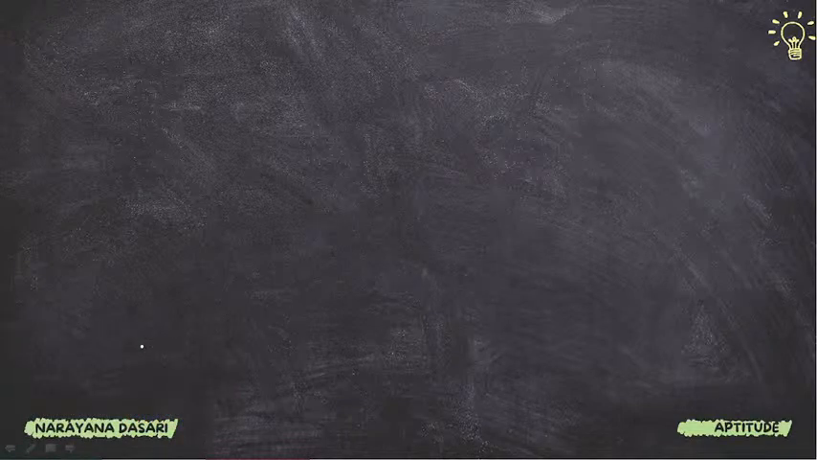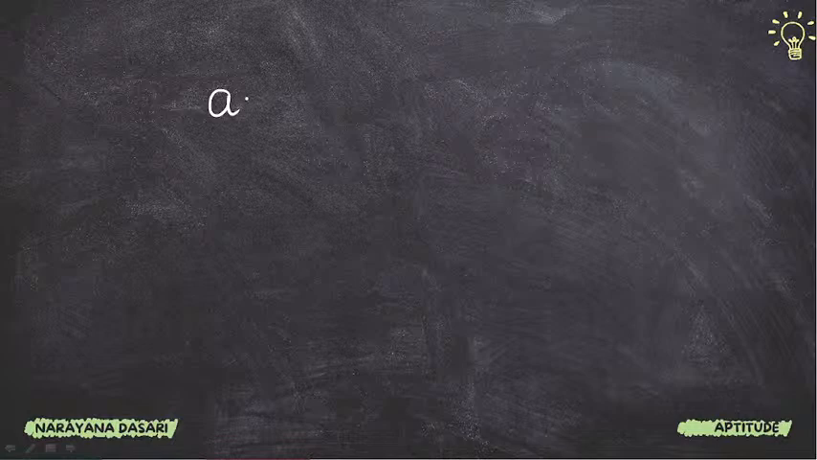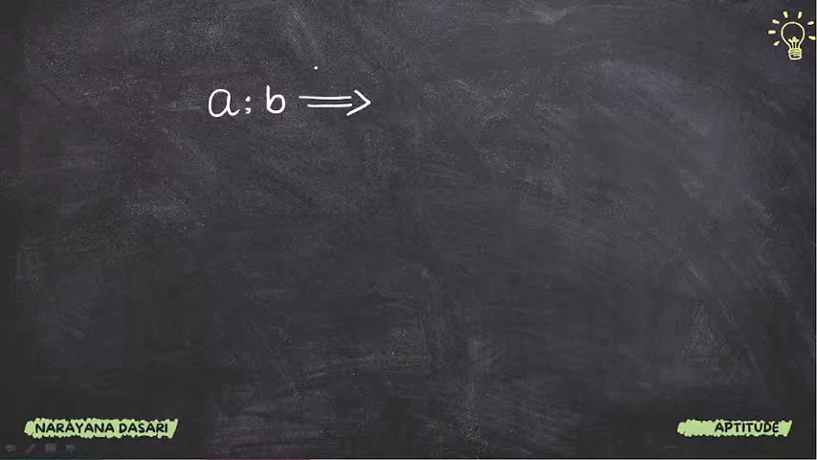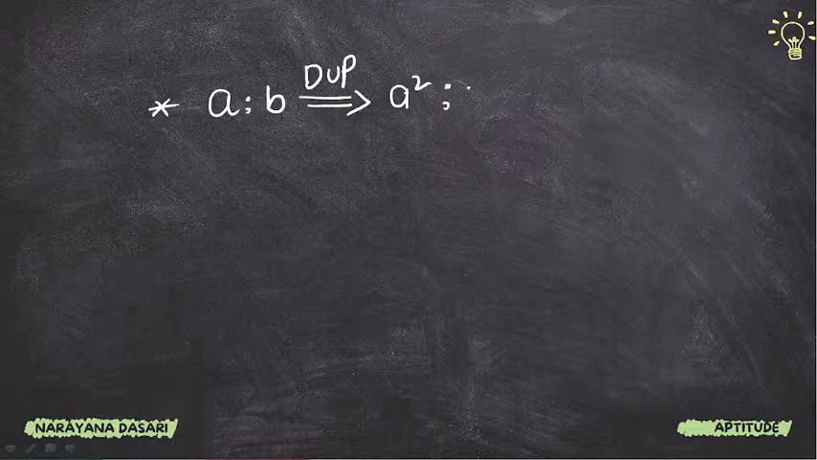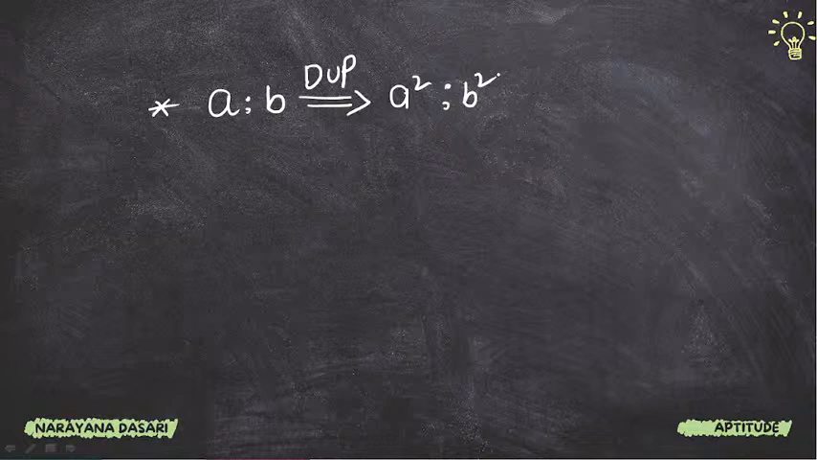Coming to the next point, guys. Fundamentals are very, very important. If you are perfect in fundamentals, the entire concept is very, very easy, guys. Next point, A is to B duplicate ratio. A is to B duplicate ratio is A square is to B square.